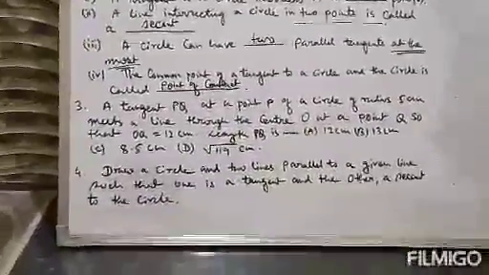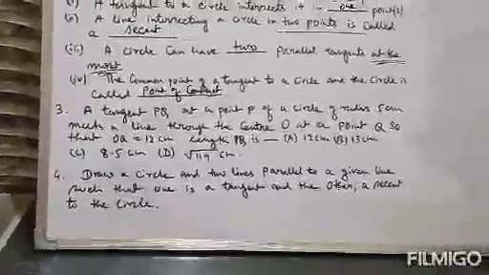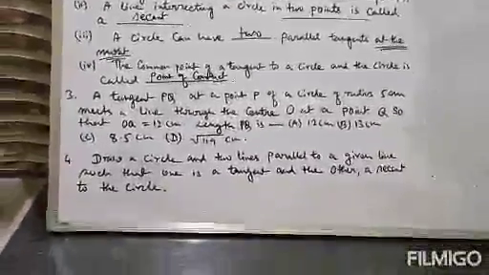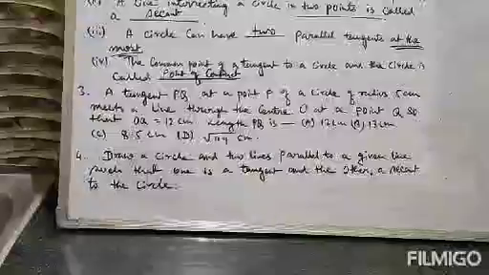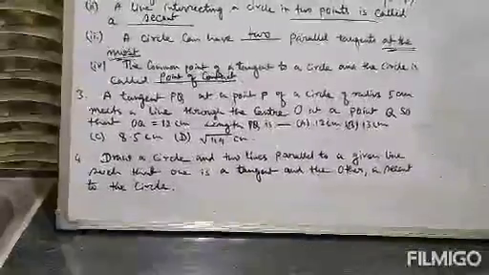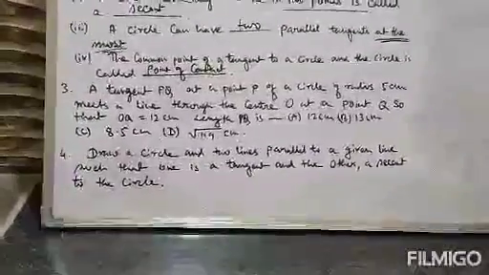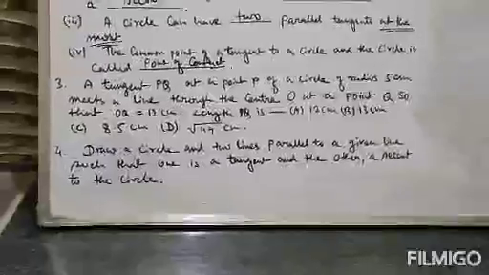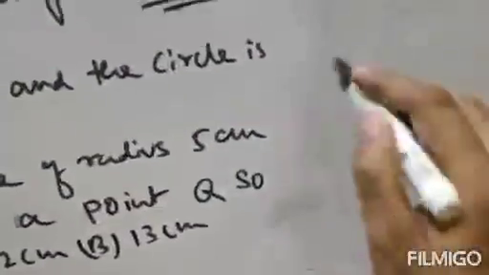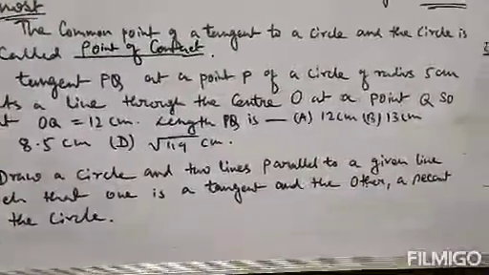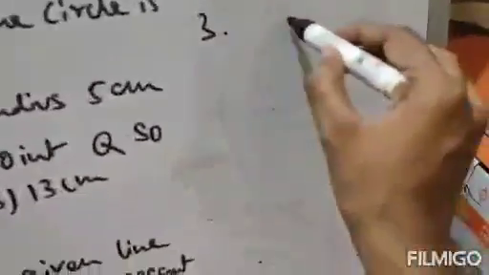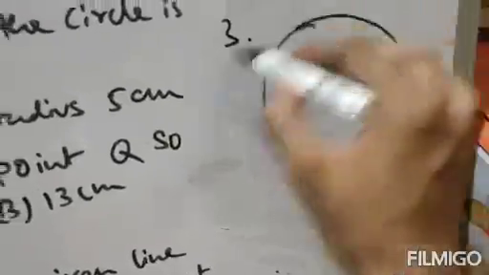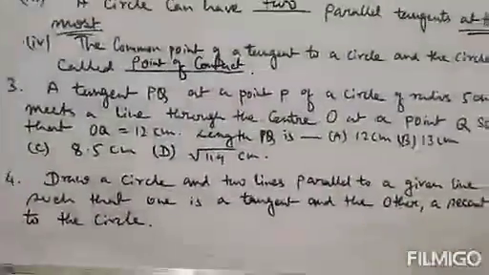Next, question number 3. It says a tangent PQ at a point P of a circle of radius 5 cm meets a line through the center O at a point Q, so that OQ equals 12 cm. The length PQ is, 4 options are given. So first draw the diagram. We need to draw a circle first. Tangent PQ at a point P.